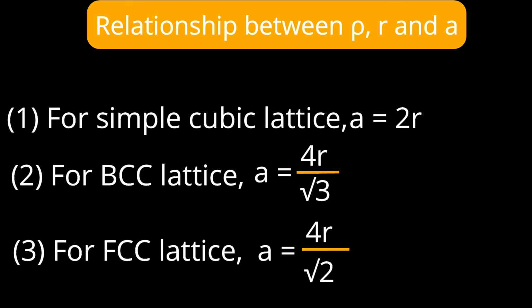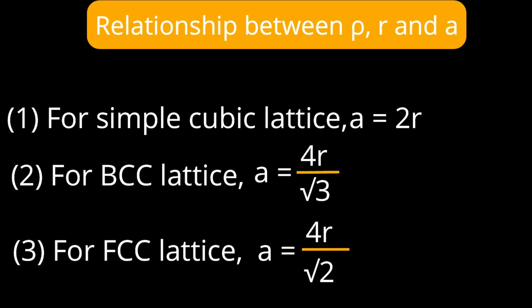Similarly, for FCC crystal lattice, atoms along the face diagonal touch each other, and we have derived that A, the cell parameter, is equal to 4R upon root 2. How will you remember? For simple cubic, it is very simple, just two spheres touching, so A is equal to 2R. For body centered cubic, body diagonal, then root 3. When face diagonal, then root 2, just remember. So for BCC, body diagonal is the concept, therefore 4R upon root 3. For FCC, face diagonal is the concept, therefore 4R upon root 2.